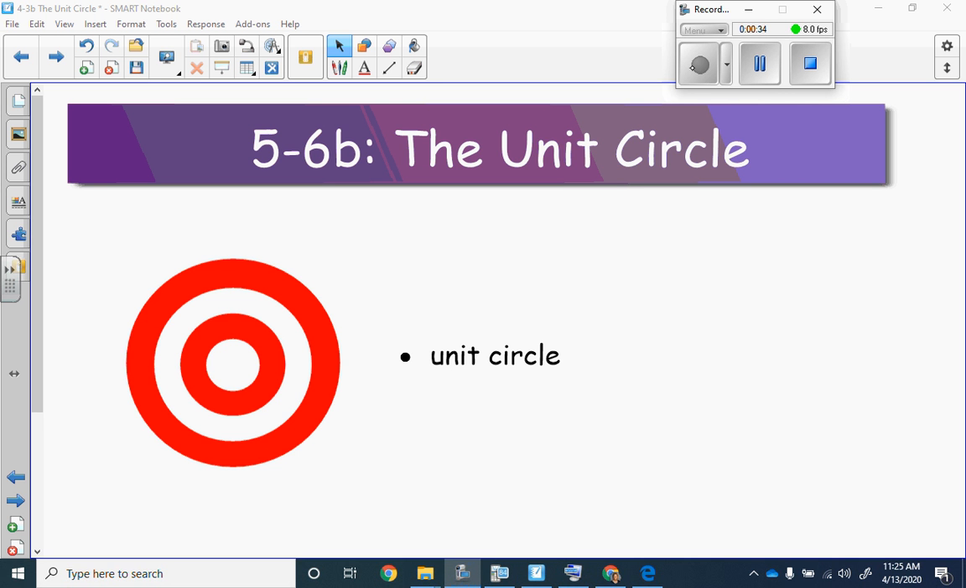You guys have been in my class for quite some time, and there was a painting on the back of the wall. That's a circle, and that's what we're going to work on today.